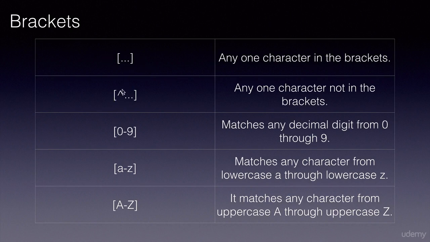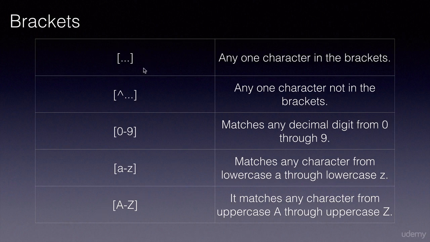If we start it with a caret symbol, that will negate it, or it will be the opposite of simply using characters inside brackets. That is, any one character not in the brackets. 0 to 9 matches any decimal digit from 0 to 9. Similarly, small a to z matches any character from small a to z. Similarly, capital A to Z.